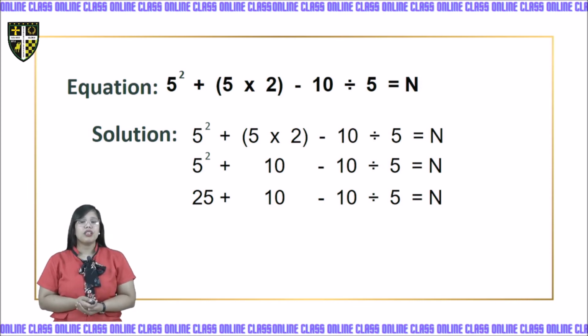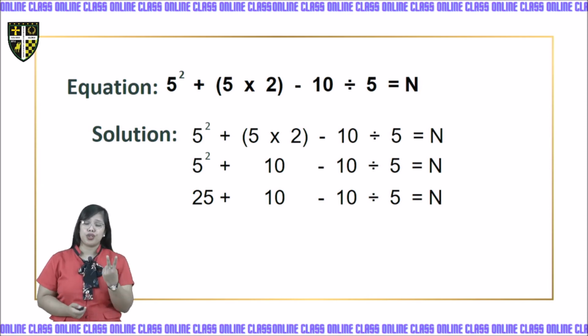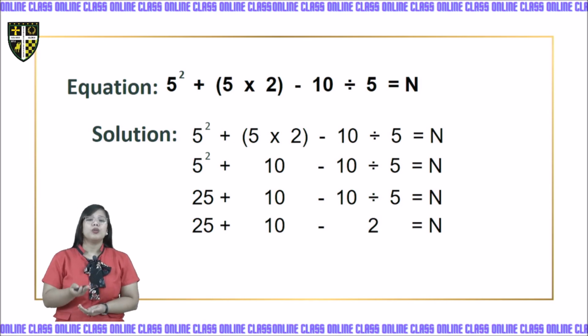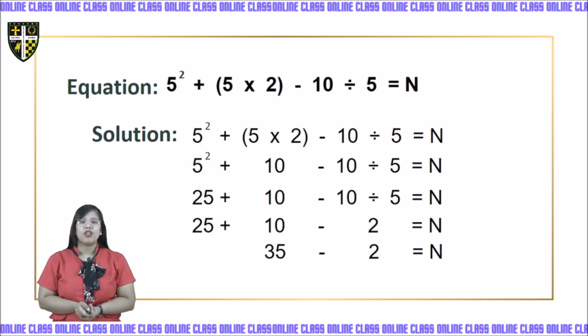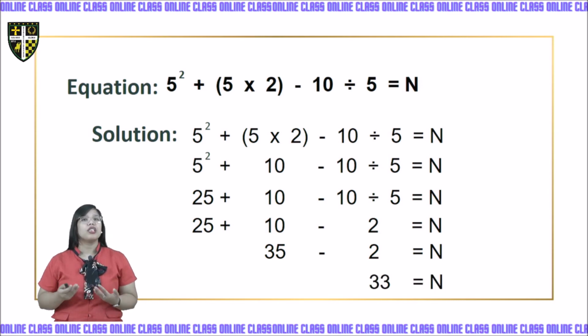Now, we will divide 10 by 5. So, 10 divided by 5 is 2. Very good. So, 25 plus 10 minus 2 equals n. Now, we will add 25 and 10. So, 25 plus 10 is 35. And then we will just copy minus 2 equals n. And now, lastly, we will subtract 35 and 2, which is 33. So, the answer is 33.